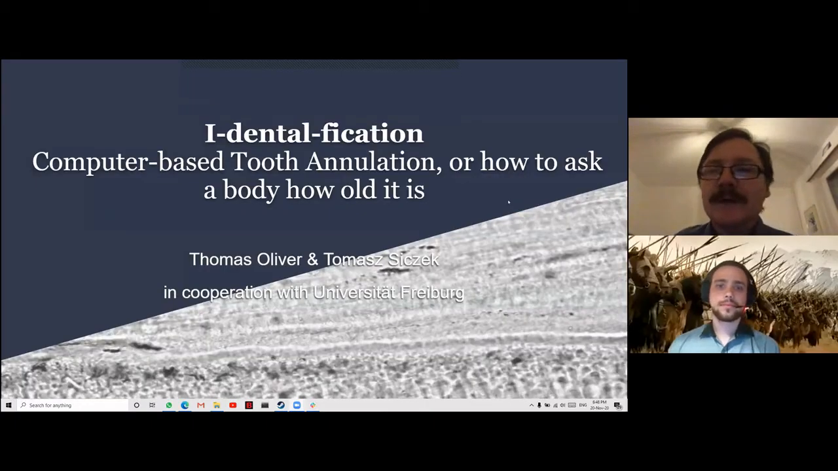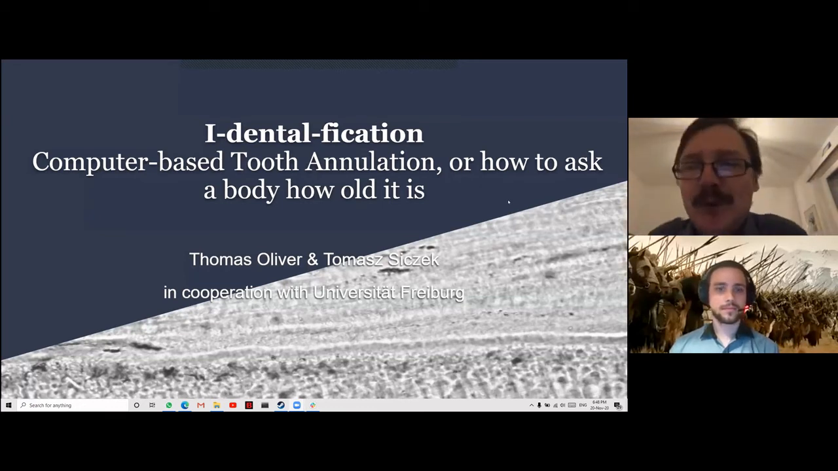Hi everyone. We are going to present our project, and this project was about age estimation based on images of tooth cementums. This project was in cooperation with the University of Freiburg, and we tried to do this with computer-based approaches.